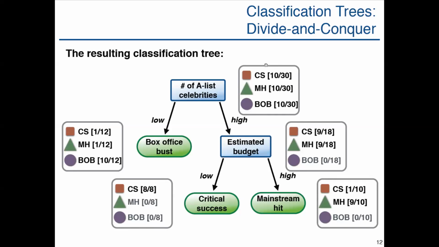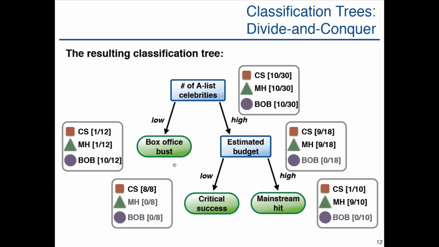In another case, for example, if you consider your first case, where you have 10 out of 30 critical success, 10 out of 30 mainstream hits, 10 out of 30 box office busts, this node is not as pure. In fact, this is as impure as you can get, because here there is no majority category as such. All of them are equally likely. Okay? So on this basis your accuracy is not going to be very good. Here, if you initially predict randomly, the accuracy in that case is not going to be very high.